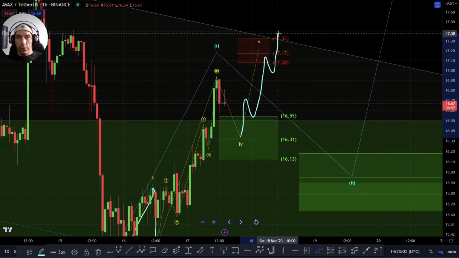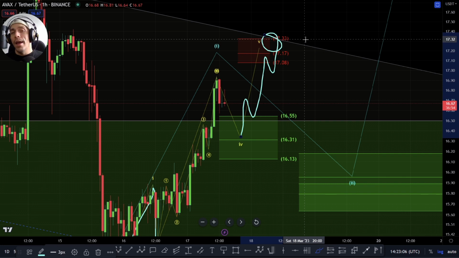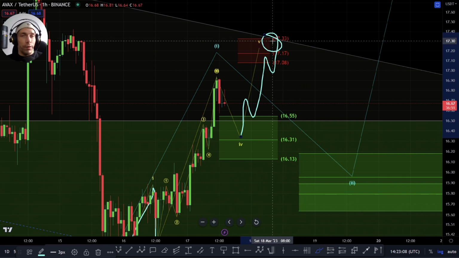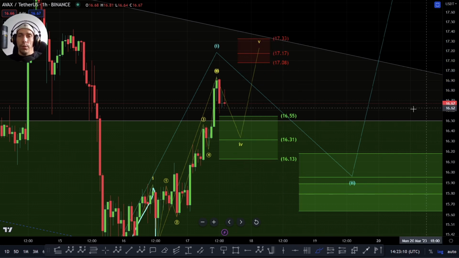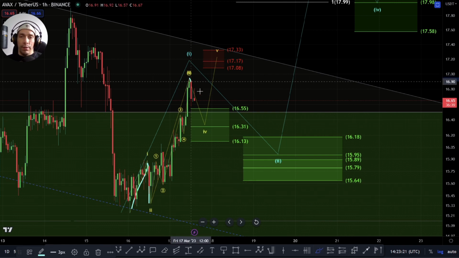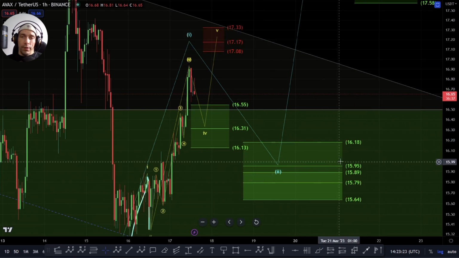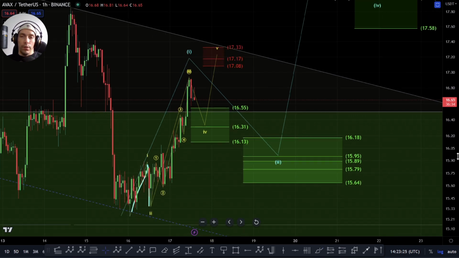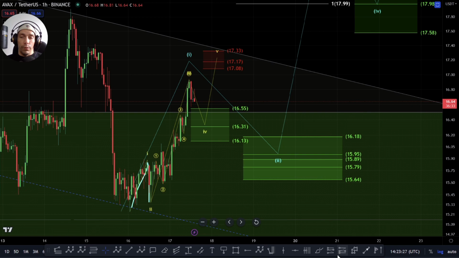If we do get a 5-wave structure up here, potentially into this zone, which would be a test of that 786 and that channel line potentially, what we could then look for is a retracement and then looking to find support again in this zone of the 1618 to this 1564. If, however, we do just break down directly from here, we could still potentially find support here within this zone, the 1618 to this 1564.